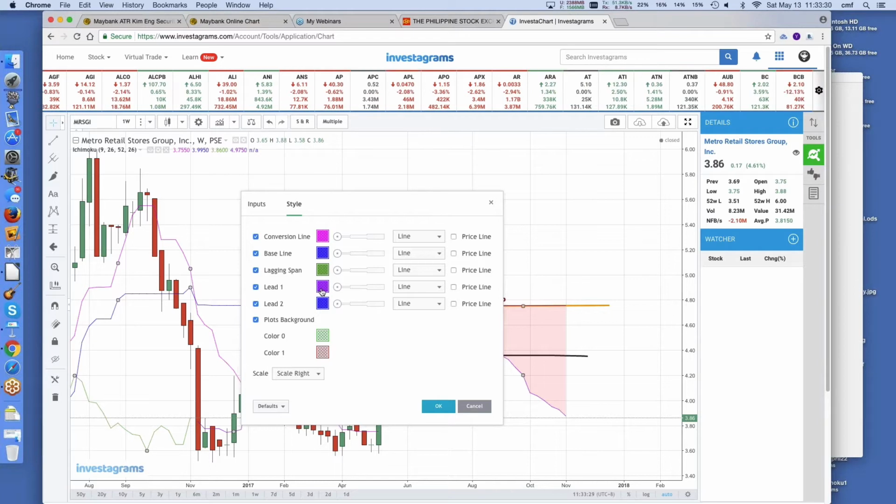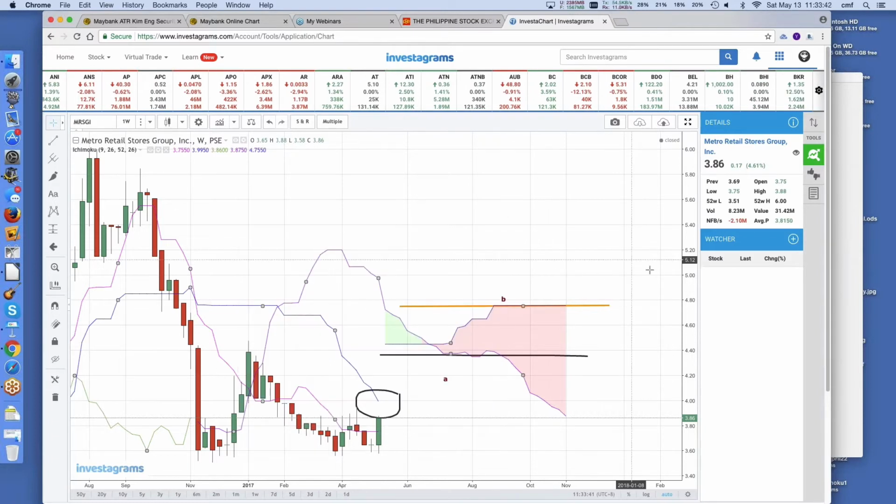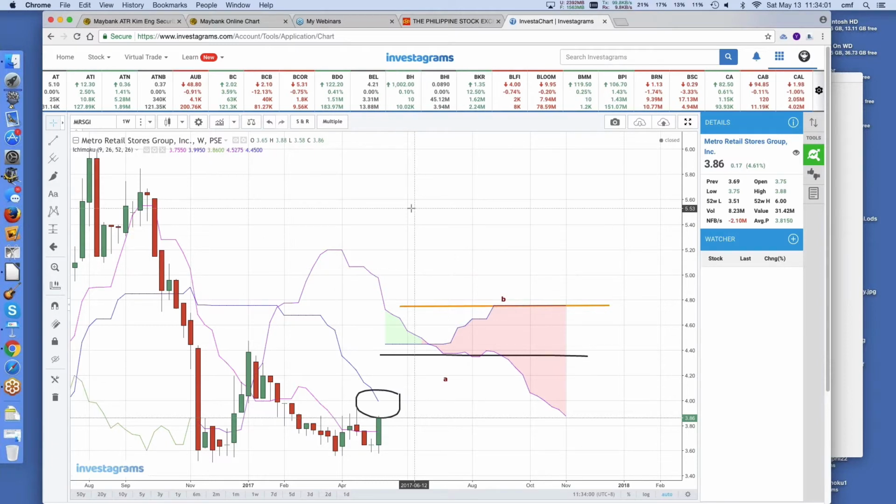The lagging span is 26, the Chikou span. The leading span corresponds to 26 periods as well. Leading 2 is 52. So don't change those parameters. Use the same parameters for higher chances of success. Now, the reason this is 26 and 52 is because Hosoda based it on the trading week and the trading month of the Japanese calendar. Since Westerners have different trading weeks, they tend to change the settings, but personally, this worked well for me, so why change something that works?